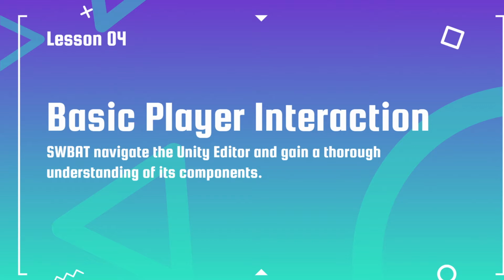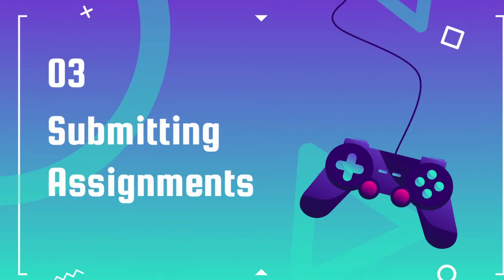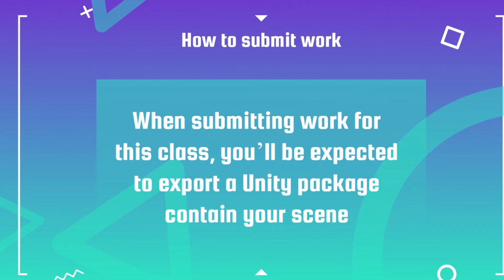Today is going to be all about basic play interaction. We're going to start with the basics you need for compelling play interaction inside of Unity. So first, let's talk about how to submit assignments. Whenever you submit any assignment for the class, you're going to be expected to export a Unity package containing the scene that you're currently working on. I'm going to go into what that means and how that works right now.